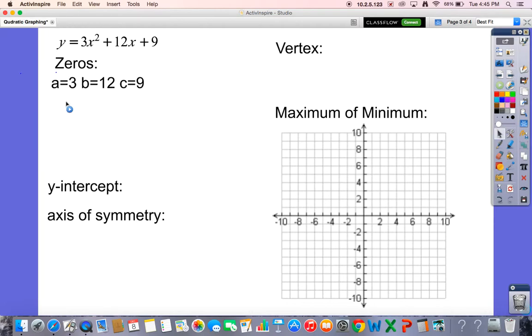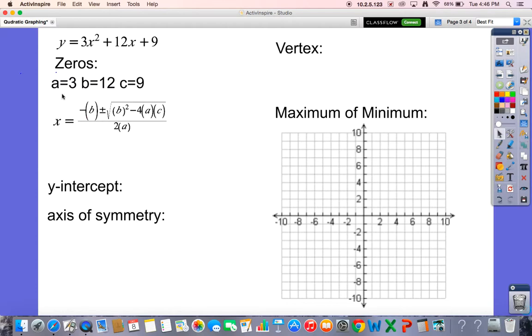A reminder of what the quadratic formula is. It says that the x value of our zeros is equal to the opposite of b plus or minus the square root of b squared minus 4 times a times c, divided by 2a.